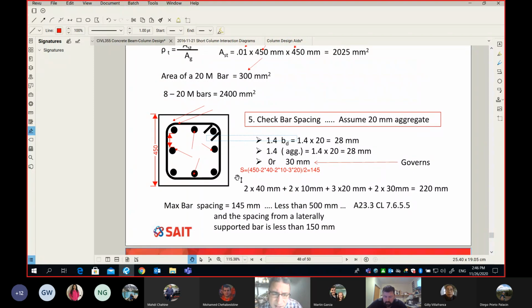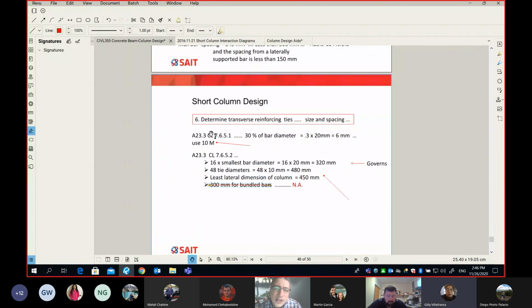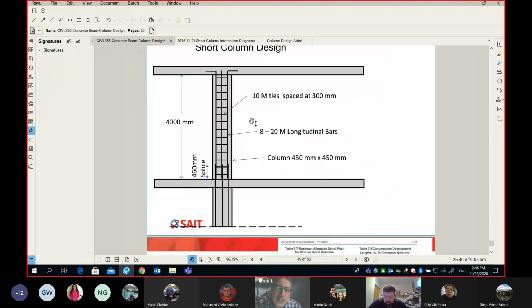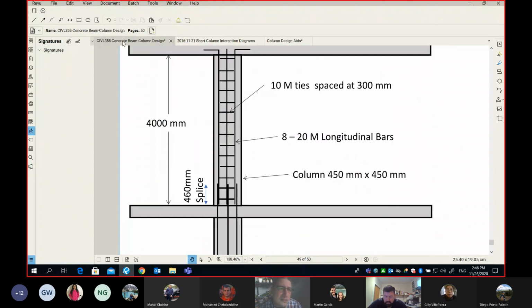Do we see the spacing in this picture here? No. Where can we see the spacing? In elevation, correct. So the elevation here is this dimension between the ties. Simply, this is the spacing, which will be 320 millimeters on center.